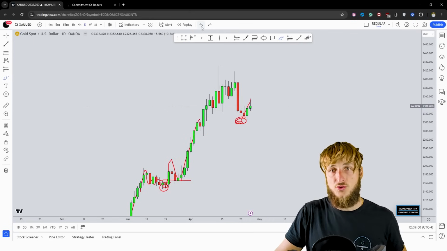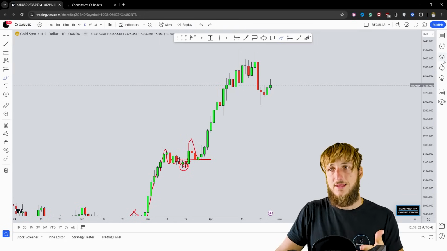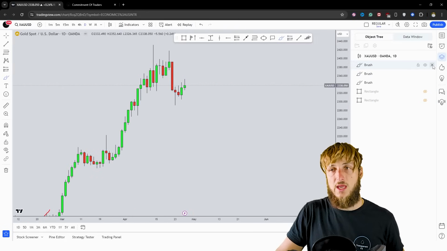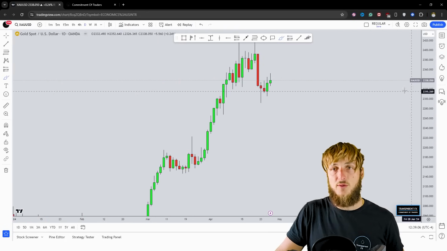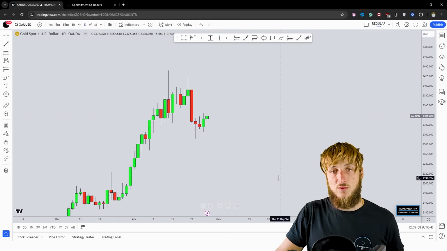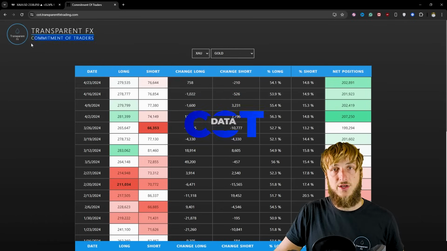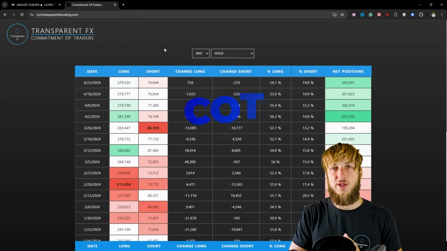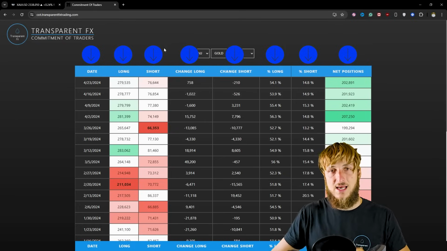Now, let's continue with the analysis. Well, before we go deeper into the technicals of what we have here on the daily time frame for the pair, first, let's go and see what we have when it comes to the commitment of traders. So what hedge funds and the big players in the market are doing, and let's analyze the data precisely for gold.